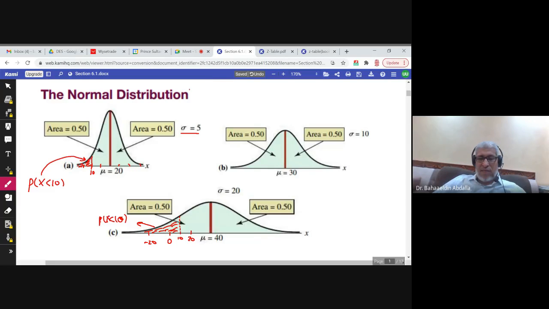And you can see that this probability, or this area, of course, notice that the probability is just the area, in fact, this shaded area is of course greater than this area. So the probability that X is less than 10 could be different from one normal distribution to another because the mean is different and the standard deviation is also different.